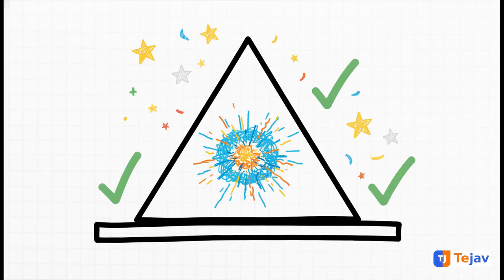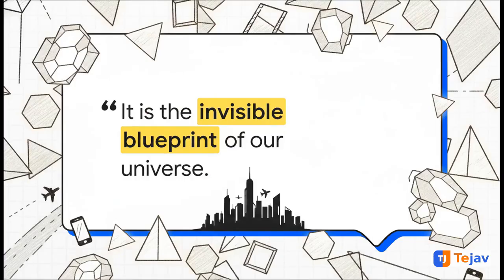As we wrap up this explainer, I really want you to remember this quote. Geometry is much more than lines and angles. It is the invisible blueprint of our universe. Every road you drive on, every airplane in the sky, every smartphone in your pocket, it all exists because of the mathematics we explored today. Math is literally what transforms human imagination into breathtaking reality.